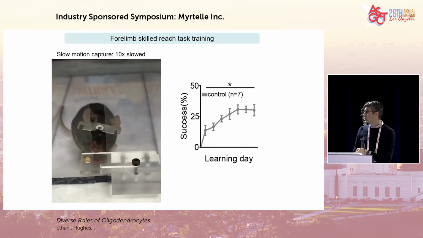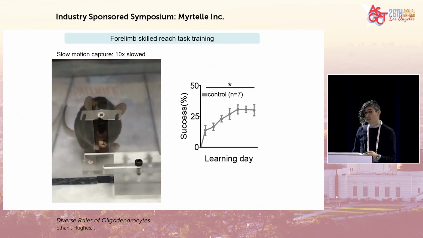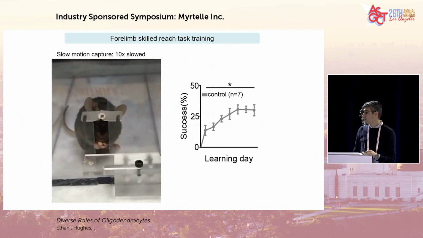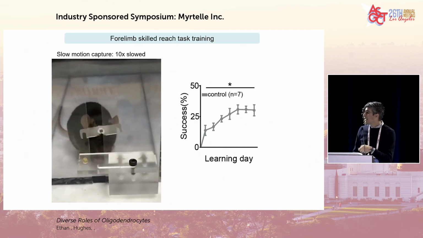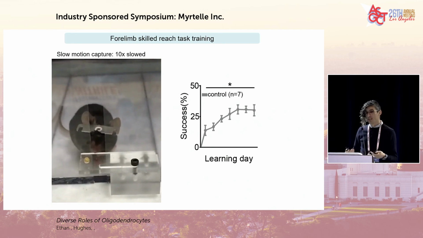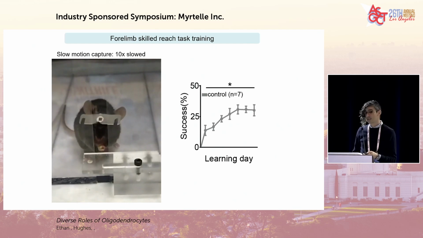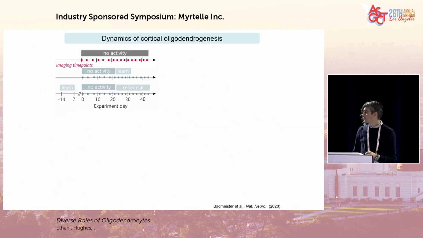This is an example of one of these mice performing this task, and this movie is slowed down by 10 times. You can see that their behavior is very quick, very precise, and very cute. These guys take about a week to learn this task. Over this period of time, we can watch how oligodendrocyte lineage cells as well as myelination change on the neuronal circuits in primary motor cortex.